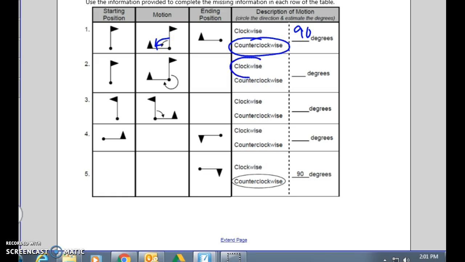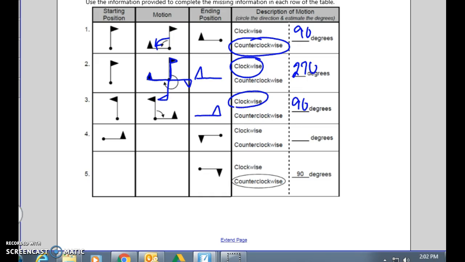Clockwise. How far? 270, okay, because watch, if here's my flag, I go this way would be 90, I go this way would be another 90, which is 180, so I go another 90, and that would be 270. So my ending arrow should look like this. We okay? Okay, on number 3, clockwise or counterclockwise? How far? 90 degrees, and my ending one should look like this, correct?